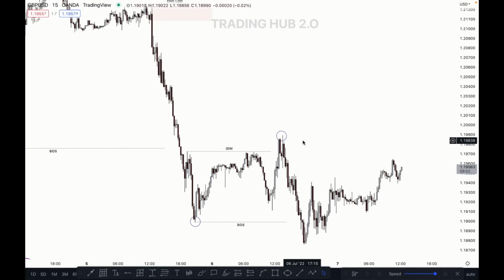Okay, some people ask me how we identify that price will reverse here and will not tap here. You have to switch to a lower time frame to see how price is actually developing.